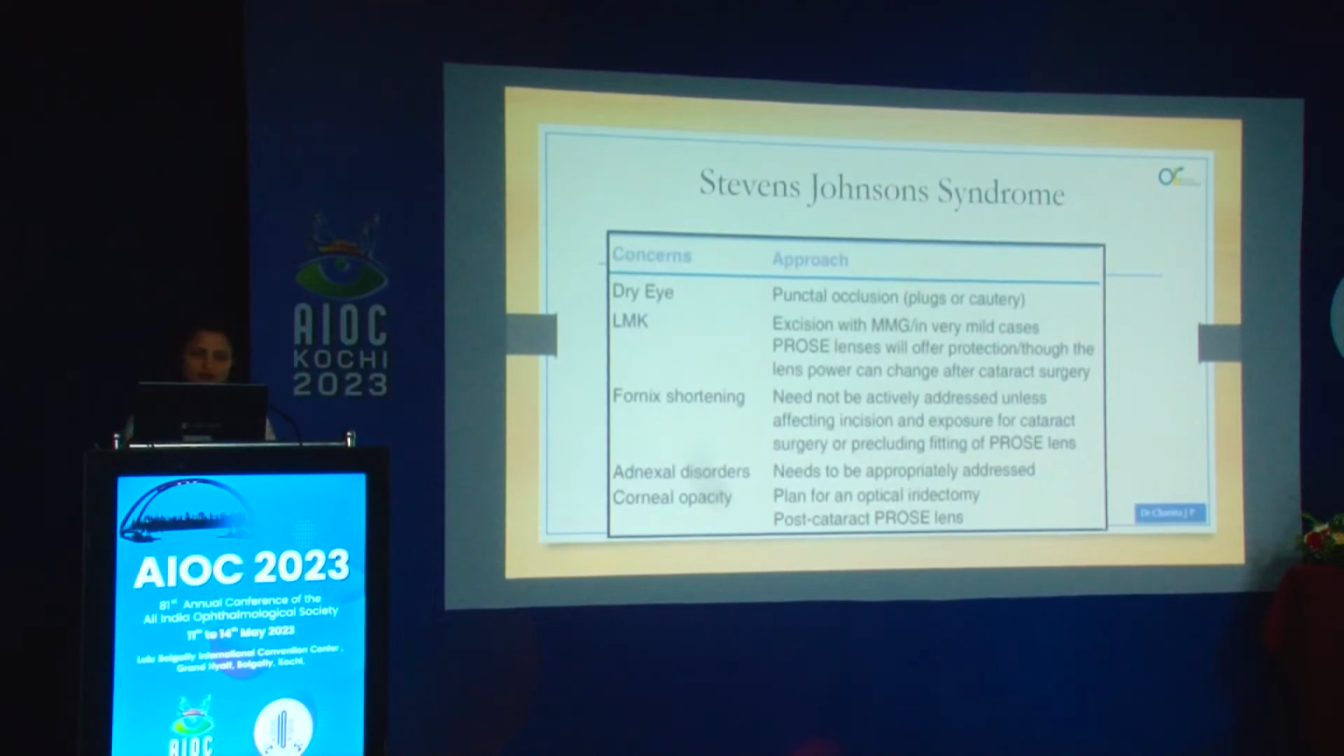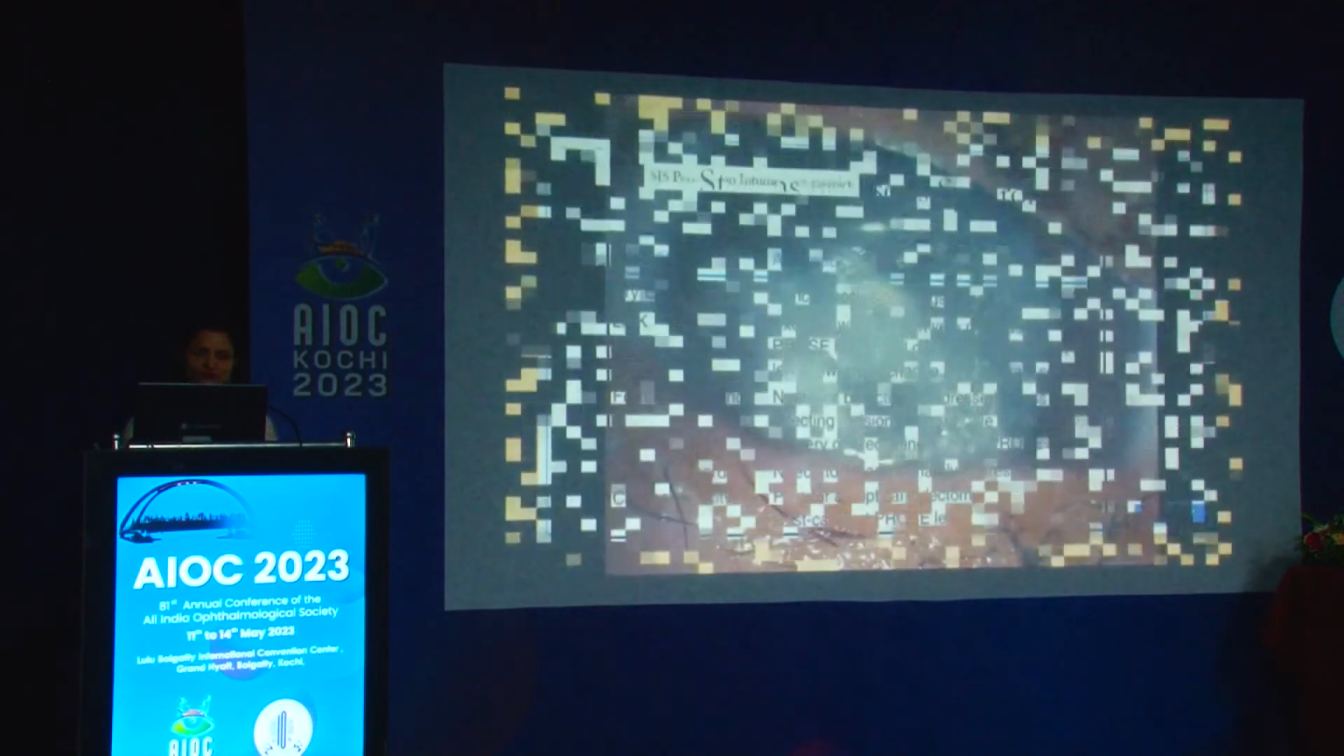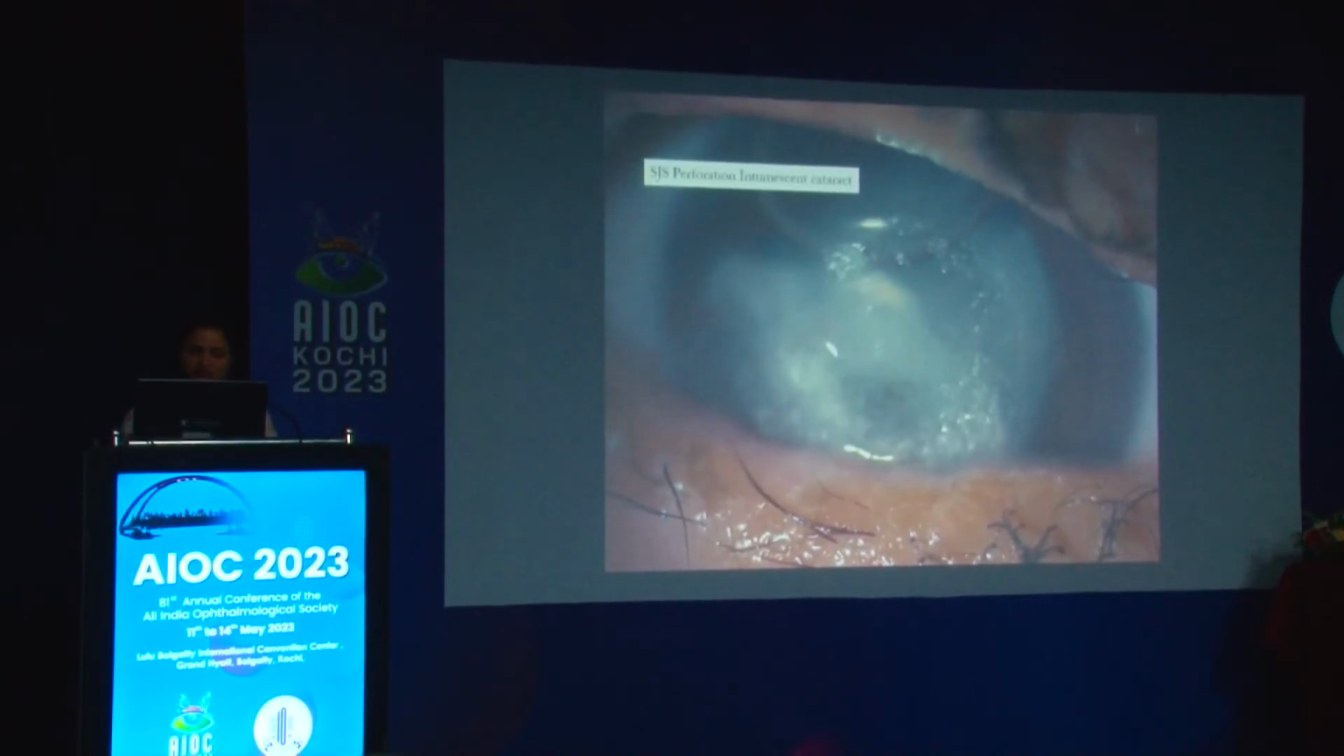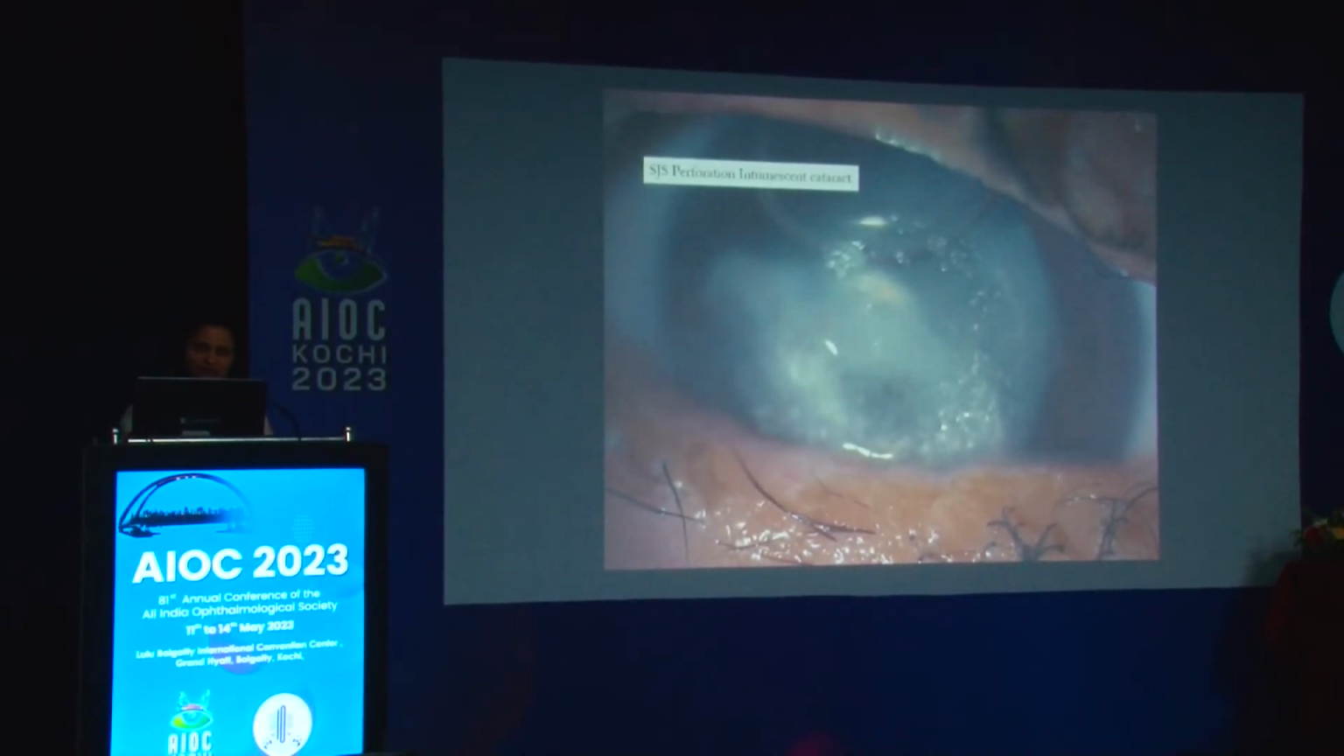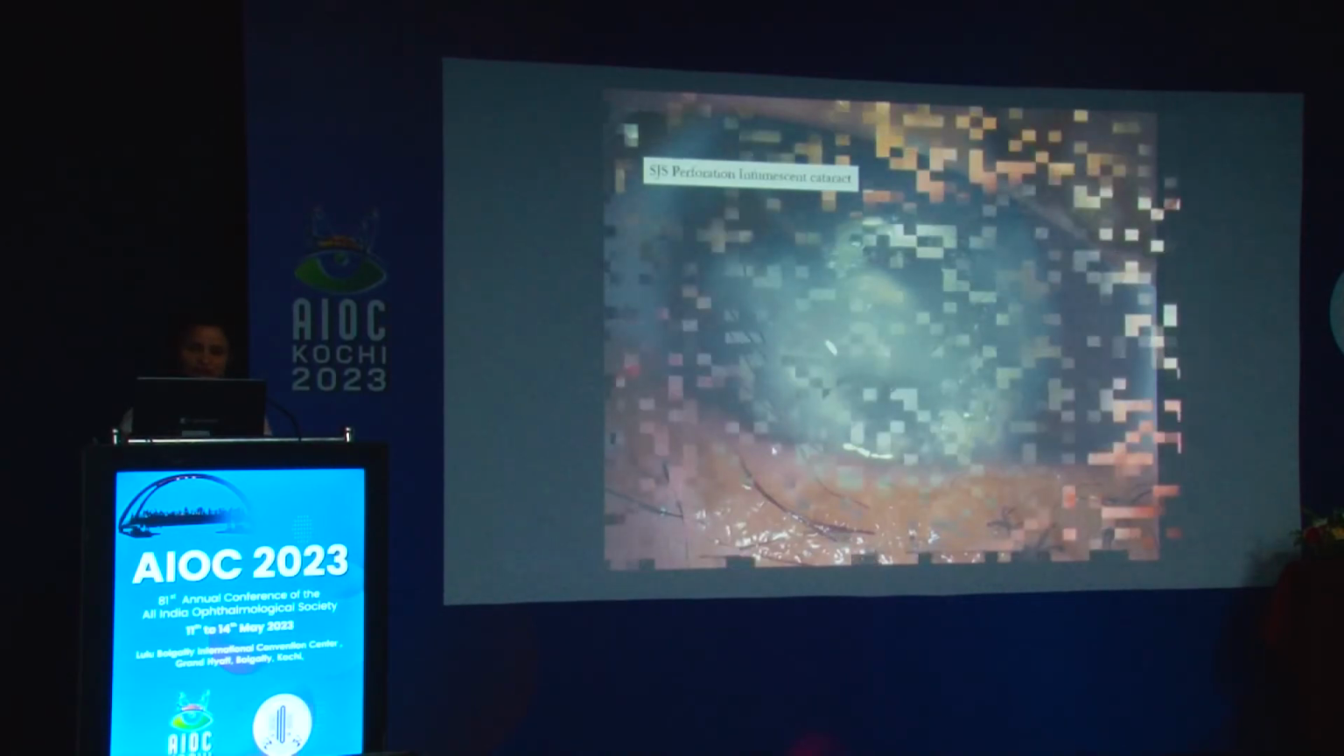The other parts such as lid margin keratinization can be corrected surgically, either with lenses, prosthetic lenses, or with mucous membrane grafting, and fornical shortening, as mentioned before, can be managed. This is another challenging case wherein there was a total cataract and the patient was having repeated perforations in a case of SJS. You can see the lid margin keratinization over here, which is recurring, and there is a presence of a mucous membrane graft which had been done prior.